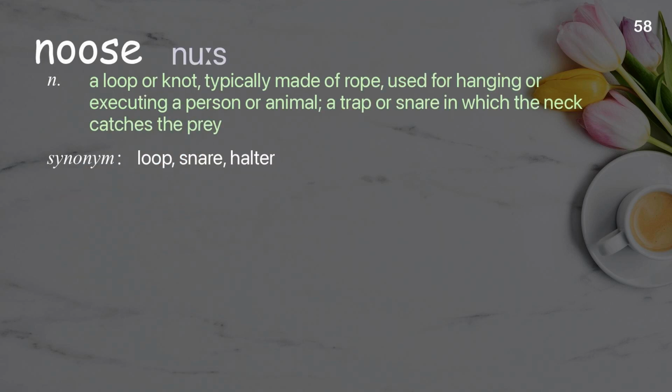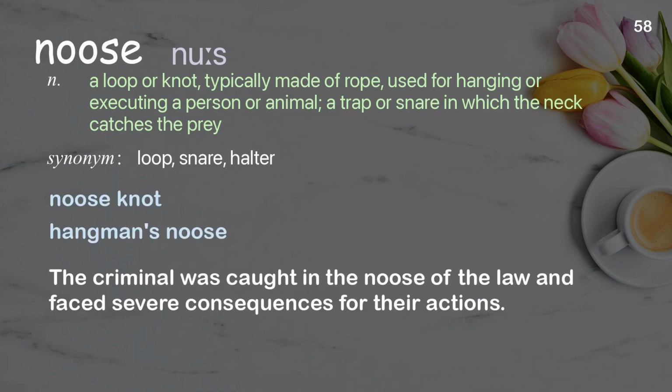Noose. A loop or knot, typically made of rope, used for hanging or executing a person or animal; a trap or snare in which the net catches the prey. Examples: Noose knot. Hangman's noose. The criminal was caught in the noose of the law and faced severe consequences for their actions.